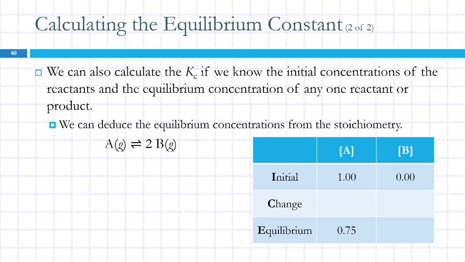And so to do a problem like this, we end up deducing the concentrations using stoichiometry. So here, the reaction we're looking at is A in equilibrium with 2B. So we're going to have an initial row. This is the initial concentration of A. The initial concentration of B, the product, was 0. At equilibrium, somebody measured it and found that the concentration of A was 0.75. This is all the information we need to calculate K. How do we do that?